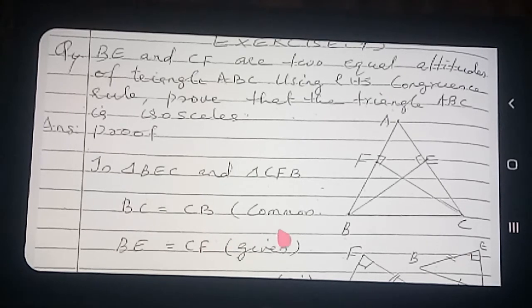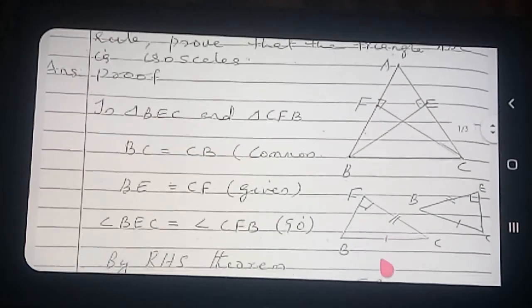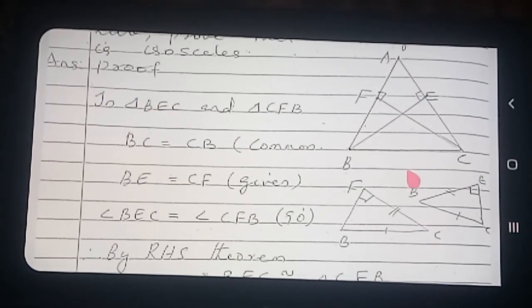So we are going to take two triangles, triangle BEC and triangle CFB. I have drawn the diagram separately here. Listen here, BEC is drawn and CFB is also drawn as a separate diagram. So can you prove these two triangles are congruent?